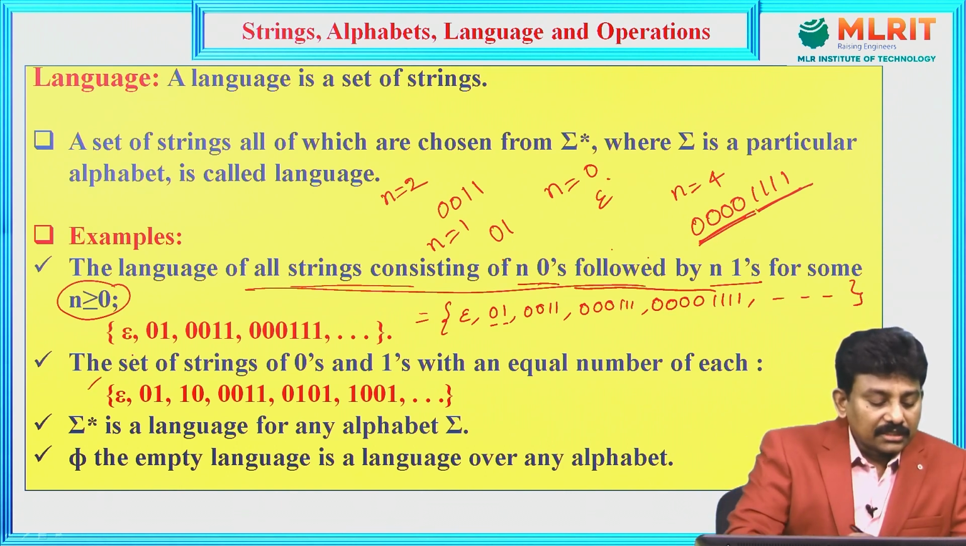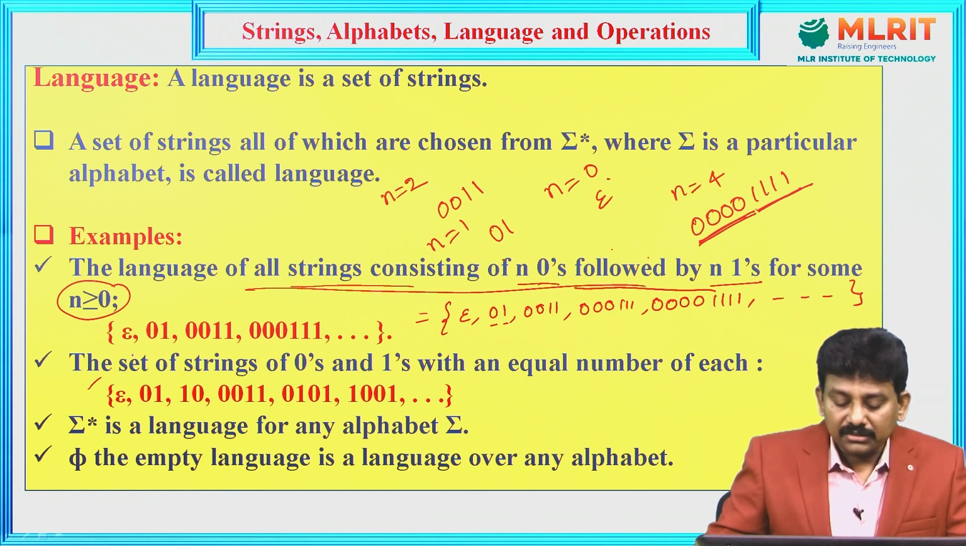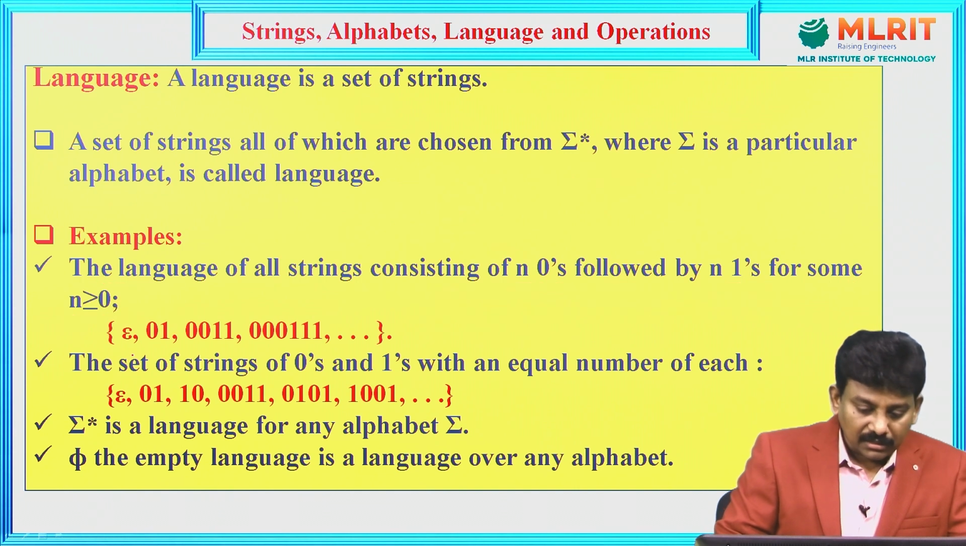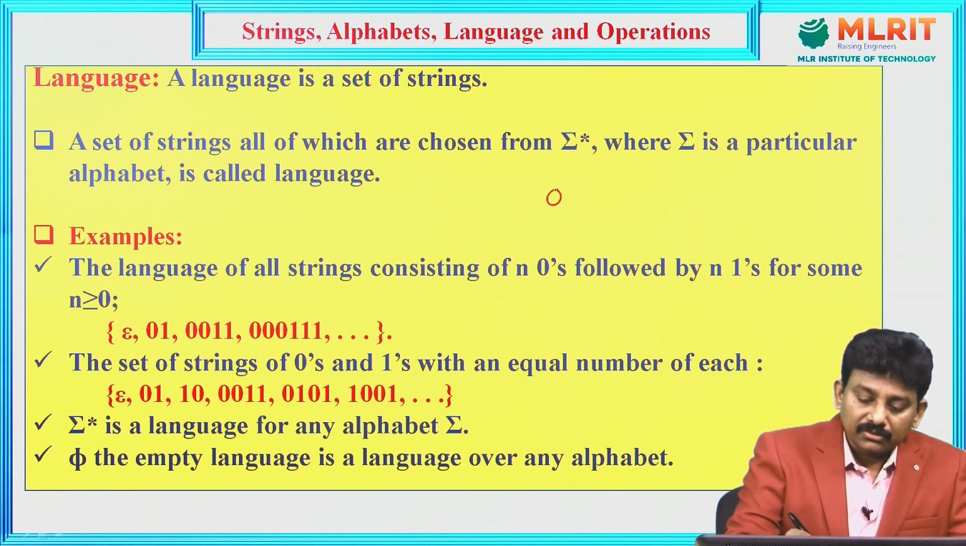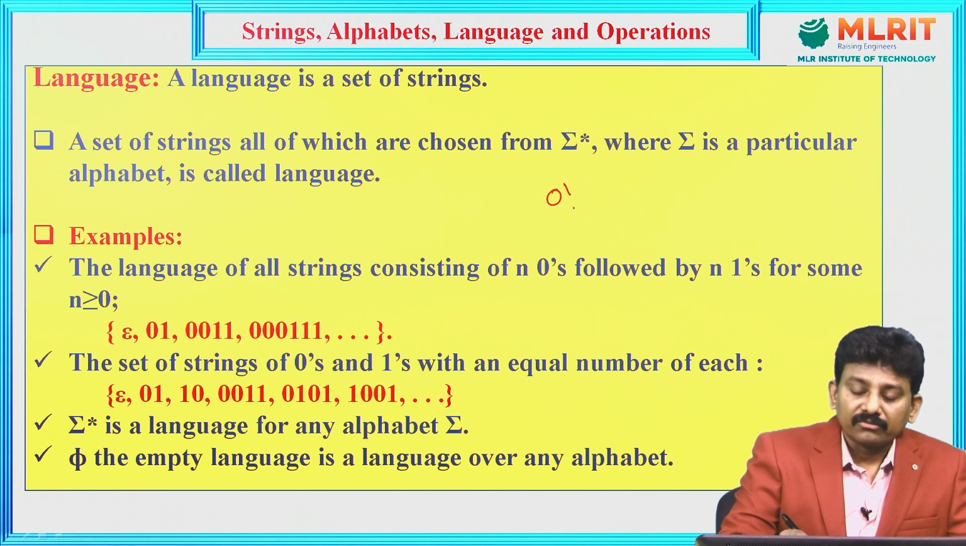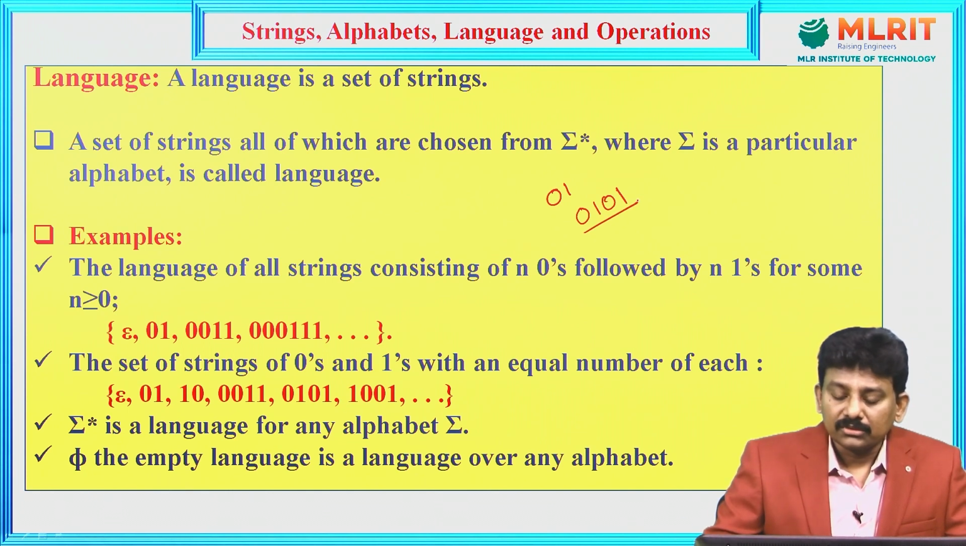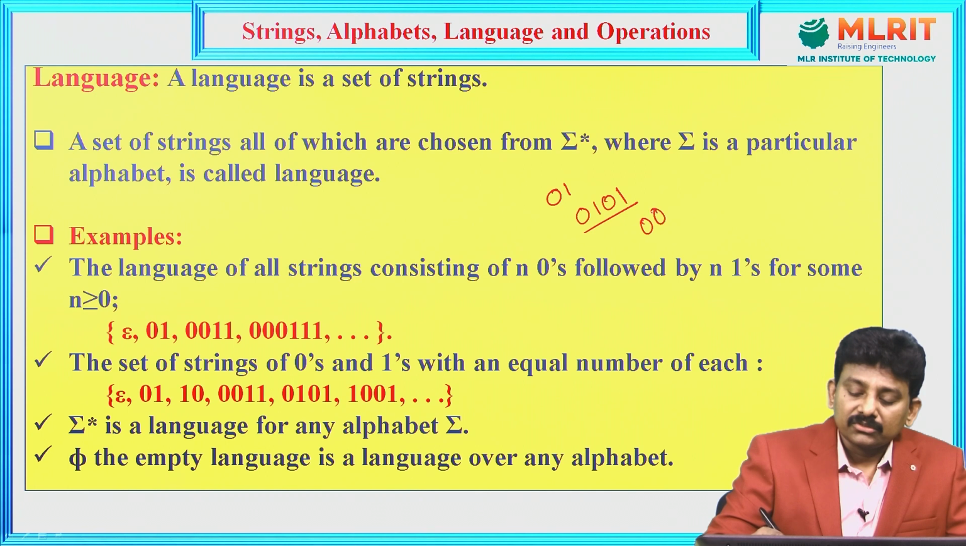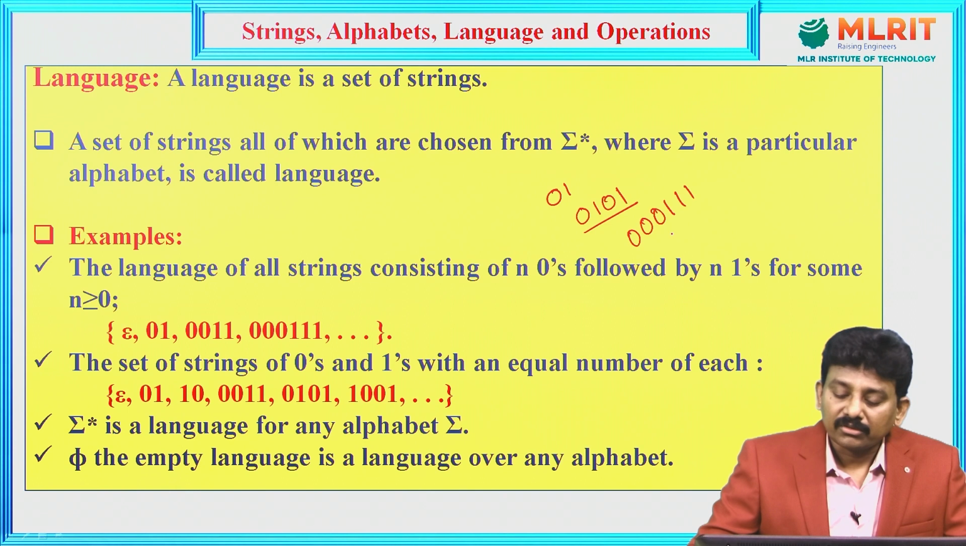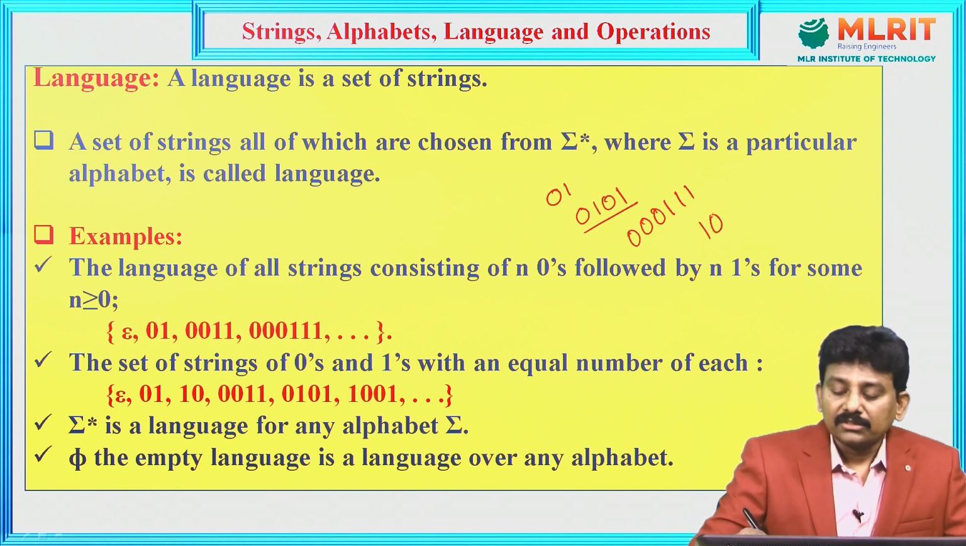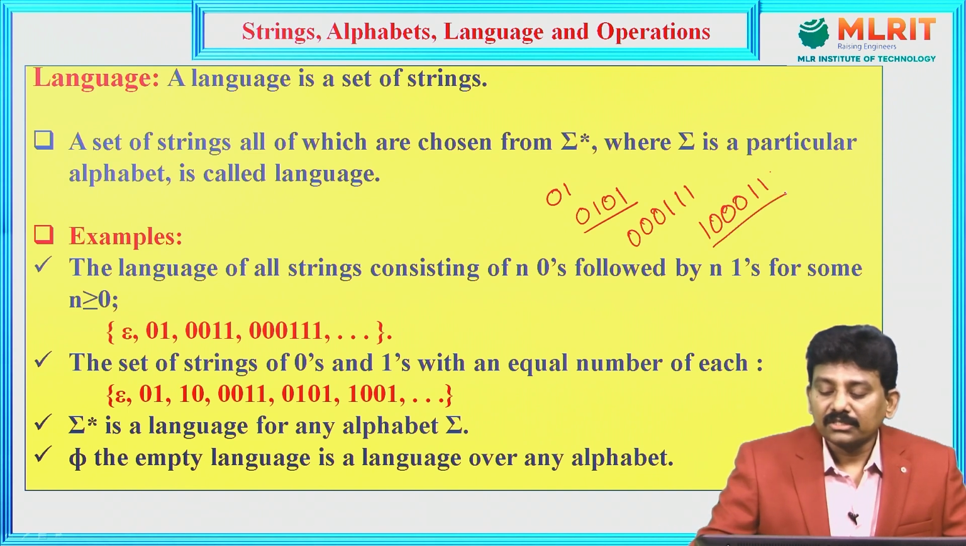Another example, the set of strings of zeros and ones with an equal number of each. So, zeros and ones are equal in number, that is 01 is equal. 0101 has number of zeros 2 and number of ones 2, so equal number of zeros and ones. 001110 has 3 zeros and 3 ones, so they are equal. 100011 has number of zeros 3 and number of ones 3, so also equal.